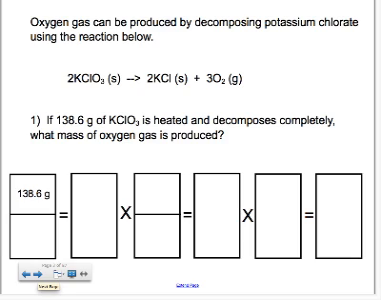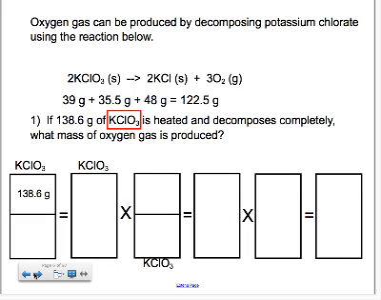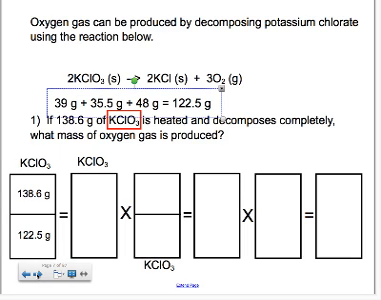The first thing that we have is we're given 138.6 grams of KClO3. So that goes in the first box here. That's our known, so I'm going to put KClO3 in the first two boxes and in the bottom of the mole ratio in the middle, so I can keep track of what's going where. And I need the molar mass of the known, so I'm going to add up the 39 grams for potassium, 35.5 for chlorine, and 48, which is oxygen's mass times 3, for a total of 122.5 grams. And that goes on the bottom of the left-hand box.